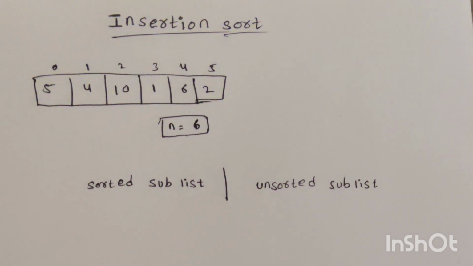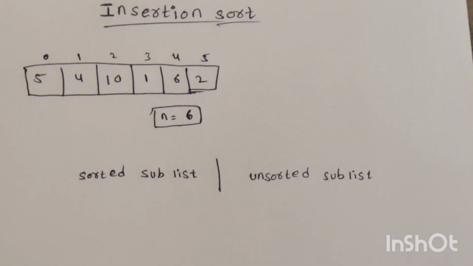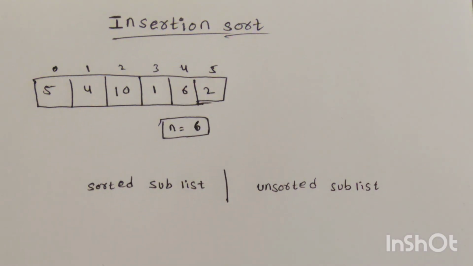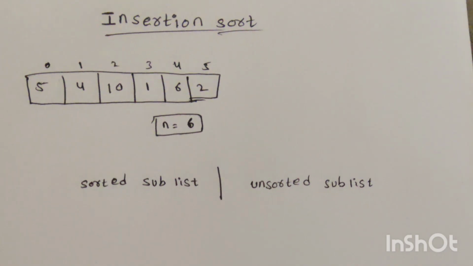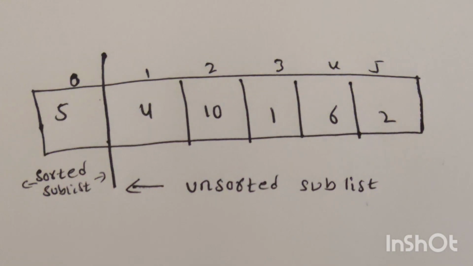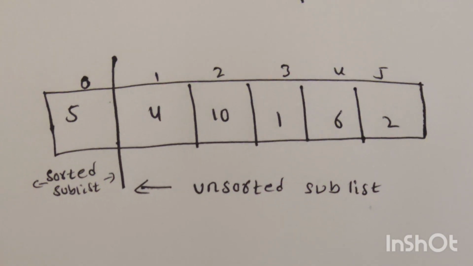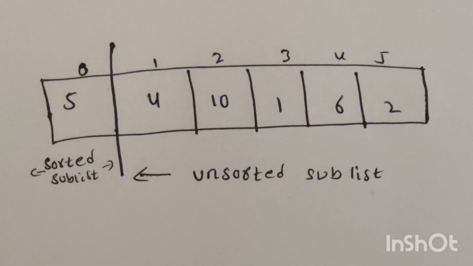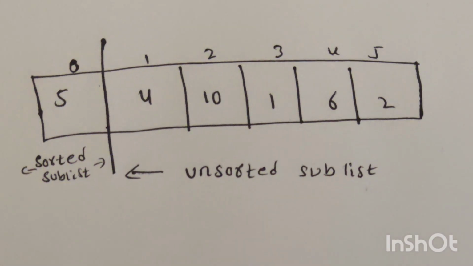See, in this technique, the given array is divided into two parts. One is the sorted sublist, you can say, or sorted array, and another is unsorted sublist. This is the complete list. It will be divided into sorted sublist and unsorted sublist. And we will trace this unsorted sublist from the starting of this unsorted sublist.